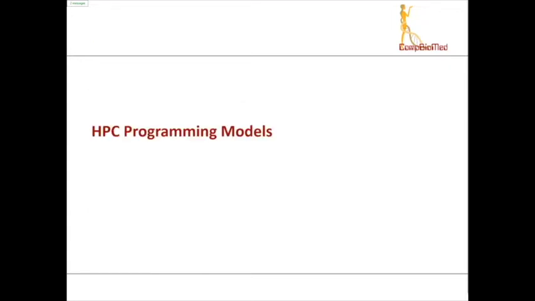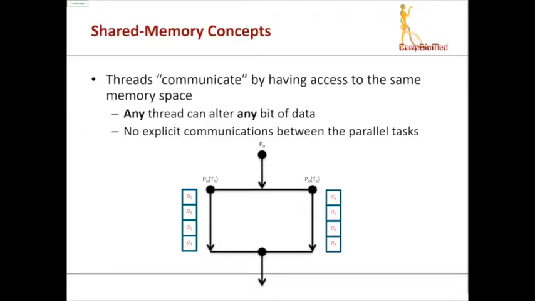So the programming modeling, how to program these things, I've just mentioned particular instances. This would be for the threaded codes, as I said, OpenMP or POSIX threads. And these threads communicate, in quotations, essentially by having access to the same memory space. So any thread can alter any bit of data, and there's no explicit communications required between the parallel tasks.